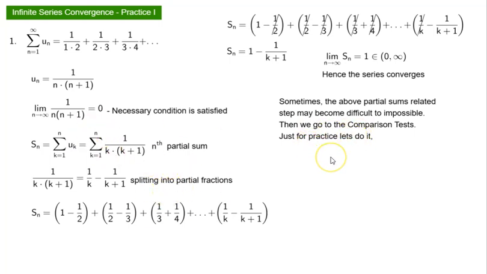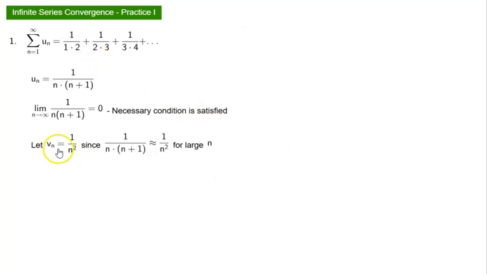Let's also do one of the comparison tests for practice. So let V sub n, the auxiliary series, be equal to 1 by n square. Now, why did we choose 1 by n square? Because if you look at this nth term, if we take out n, we have 1 by n square. So this will be very close to or will approximate 1 by n square for large n.